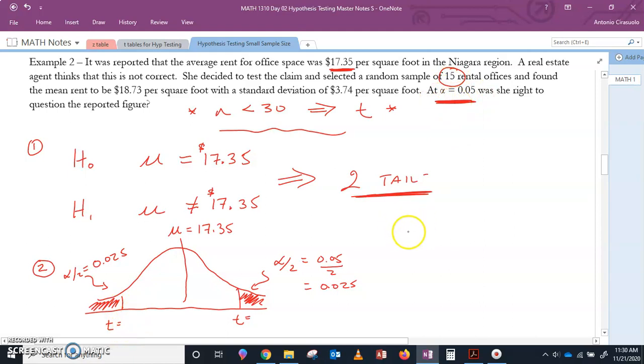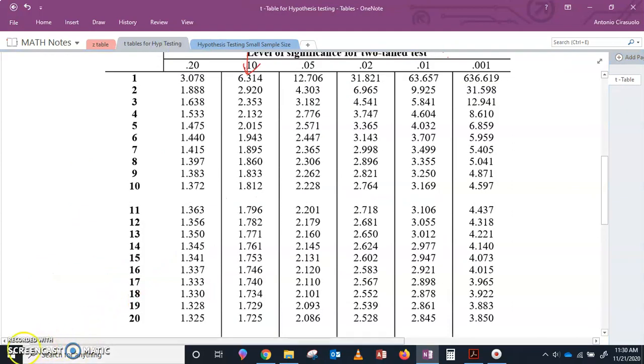So once again, with this here, we know that we are looking at degrees of freedom, 15 minus 1, which is 14. So in our table, we're going to need a two-tail with alpha 0.05 and degrees of freedom 14. Okay, so let's take a look and see what that value is going to be.